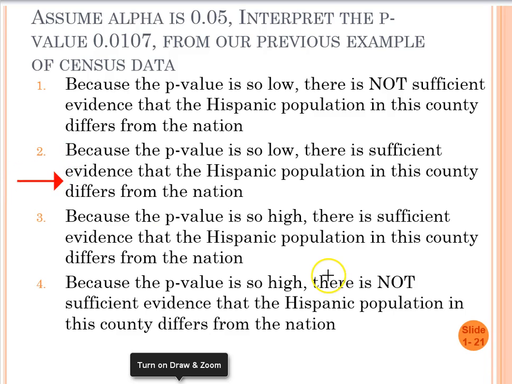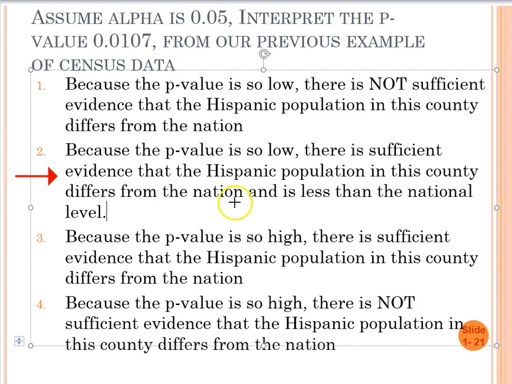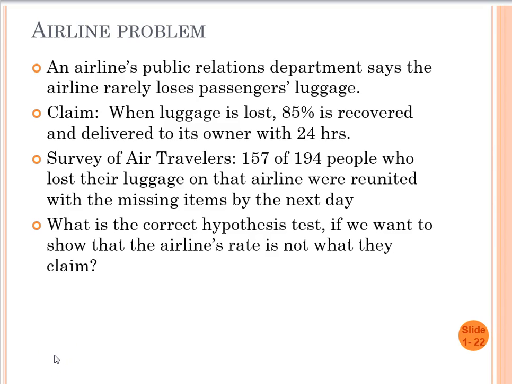So because the p-value is low, there is sufficient evidence that the Hispanic population in this county differs from the nation. And we could even go ahead and say that it's less than the national level. The reason why we are able to say that it's less than the national level is because we ran a one-tailed test. Our alternative hypothesis had direction in it, and it specified that we thought the true proportion was less than the national level. Let's briefly try one more problem.